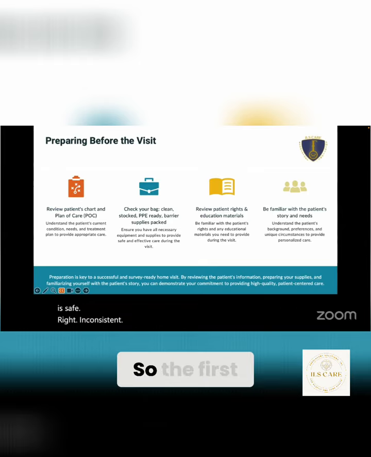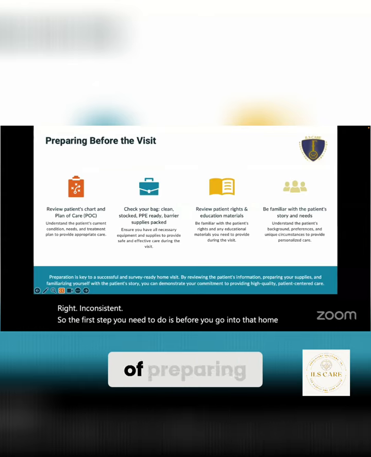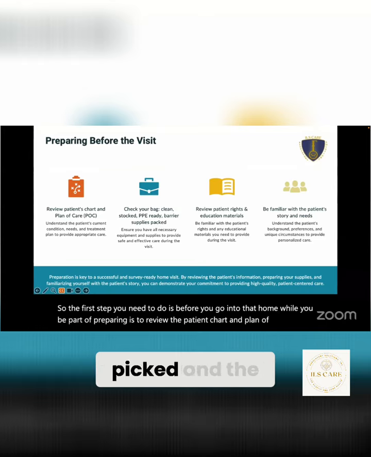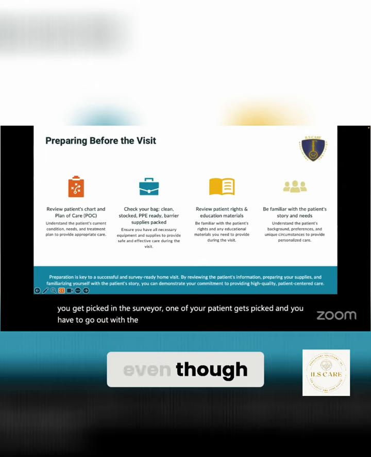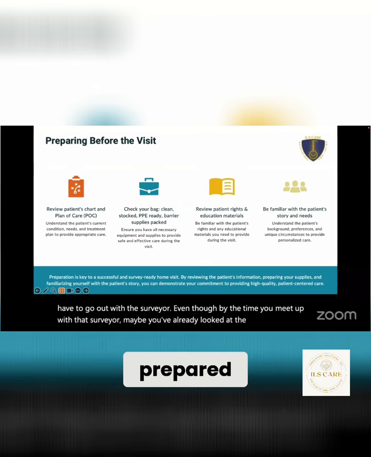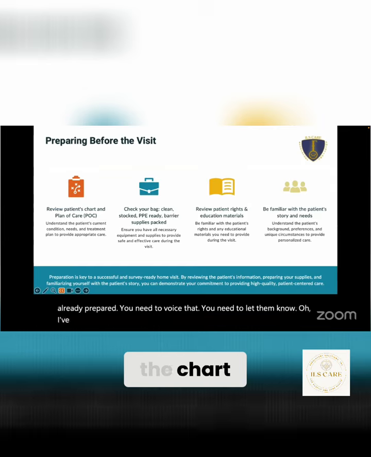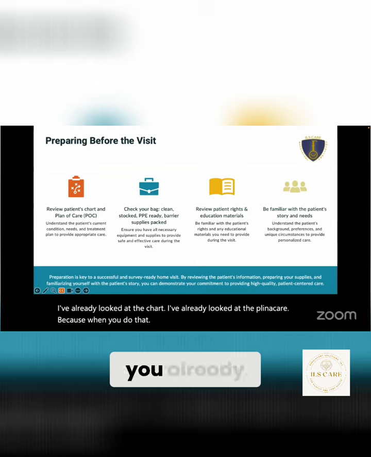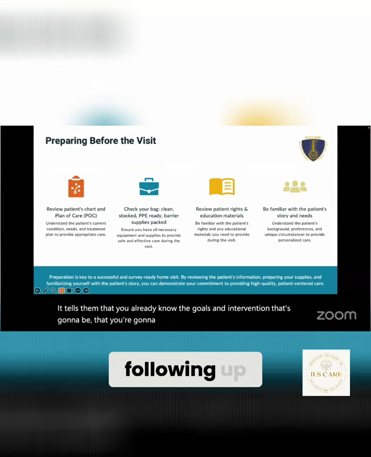And consistent. So the first step you need to do, as part of preparing before you go into that home, is to review the patient chart and plan of care. If one of your patients gets picked and you have to go out with the surveyor, even though by the time you meet up with that surveyor maybe you've already looked at the record and prepared, you need to voice that. You need to let them know, oh, I've already looked at the chart, I've already looked at the plan of care. Because when you do that, it tells them that you already know the goals and interventions you're going to be following up on with the patient, right?